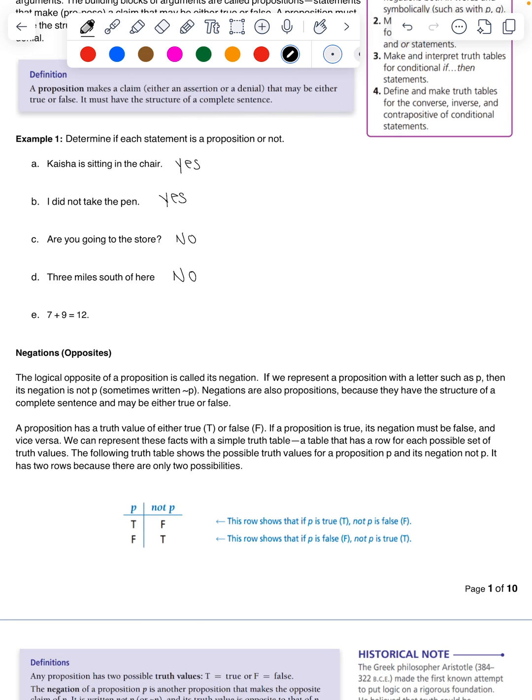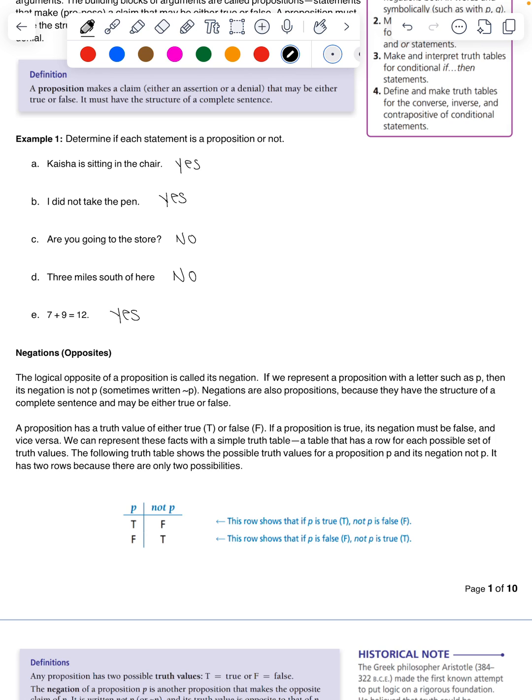Letter E, 7 plus 9 equals 12. This one is kind of weird. I know you aren't used to seeing a sentence in this format, but we are going to say, yes, it is a proposition. When I read it verbally, you can hear that it is a complete sentence, even though I know your English teacher would say that that is not how you write a sentence. It can be read as a complete sentence. We're just using symbols instead of words.